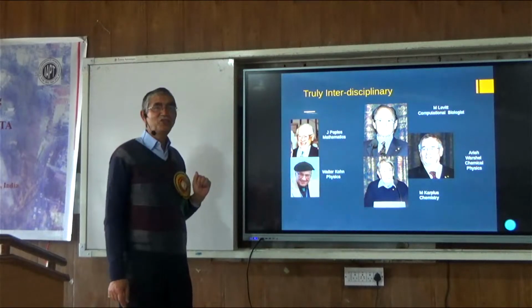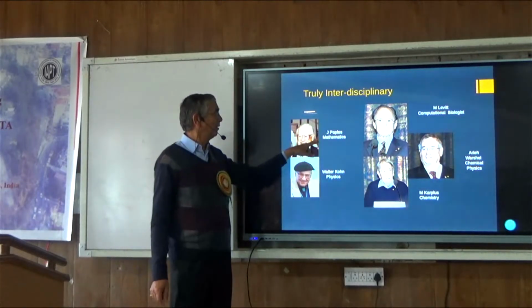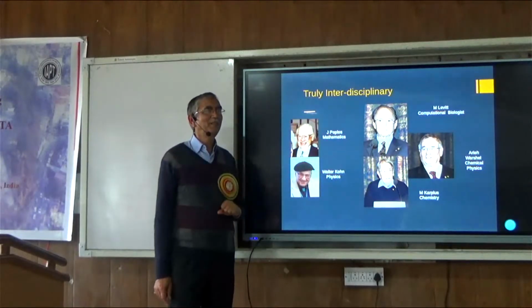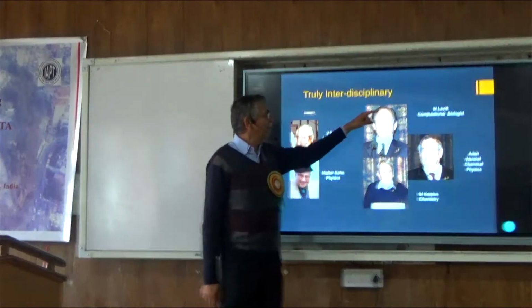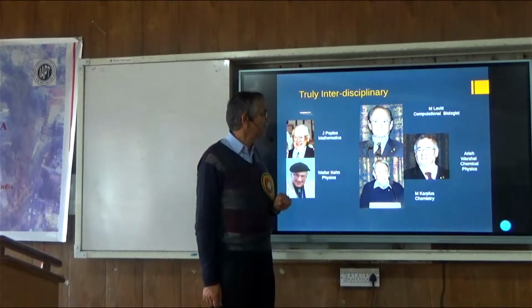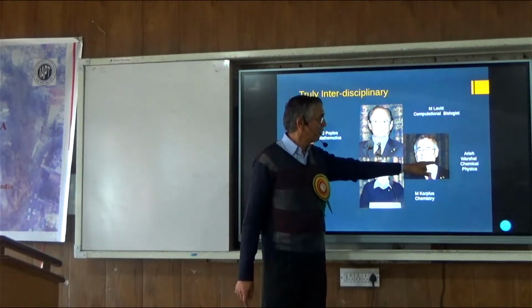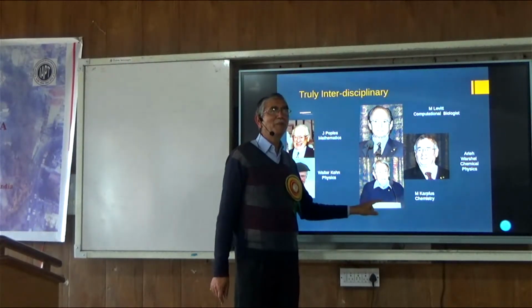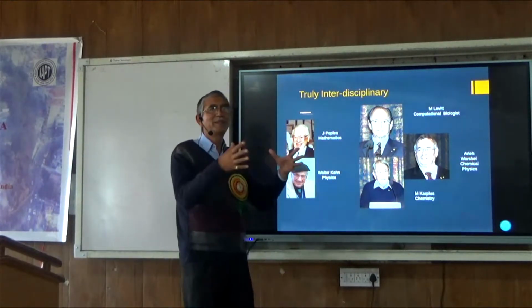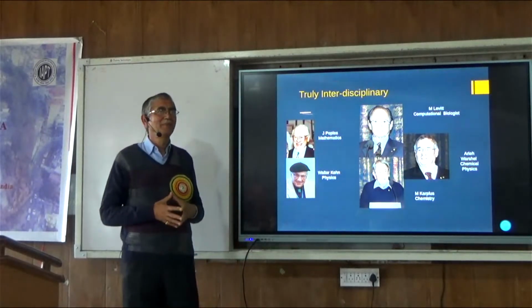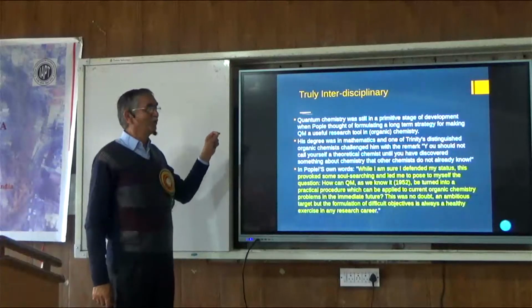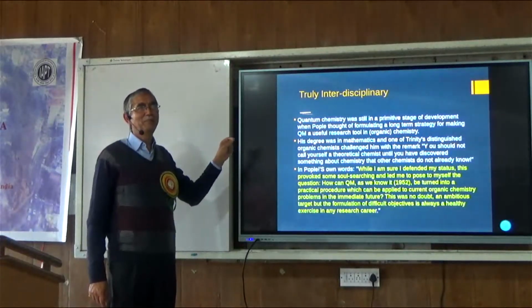Now the history. John Pople was from mathematics, Kohn was from physics, and Levitt was a computational biologist. Schwarzschild was a chemical physicist. Karplus was from chemistry. Interdisciplinary thing is happening. Excellent. Now, that is what I am trying to emphasize.